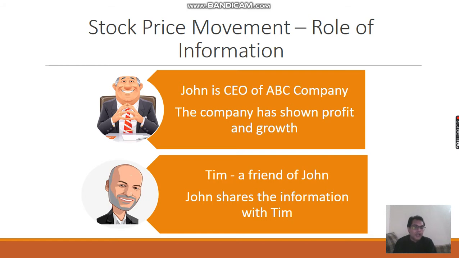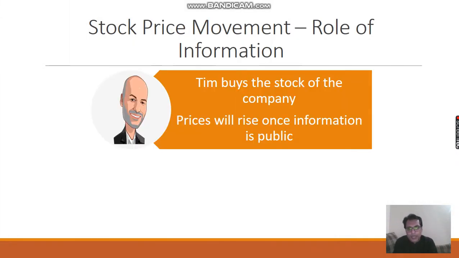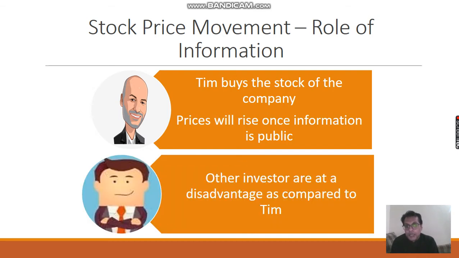Now Tim knows that once this information is made public, the prices of the ABC company's stocks are likely to go up. So how will he make use of such information? He will buy the stock of the company, and eventually when the prices go up, once the information is made public, he will become rich because the prices have gone up. He bought the share at a cheaper price, and now the share price is very high. Other investors in this situation are at a disadvantage as compared to Tim. Tim had an informational advantage because of the information asymmetry in the market, because this market is an imperfect market.